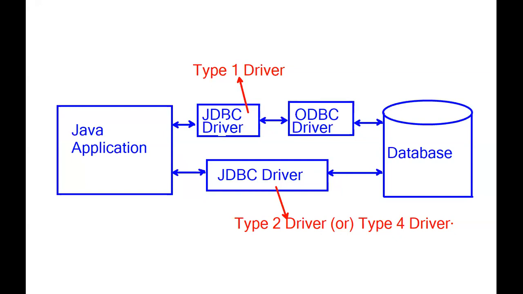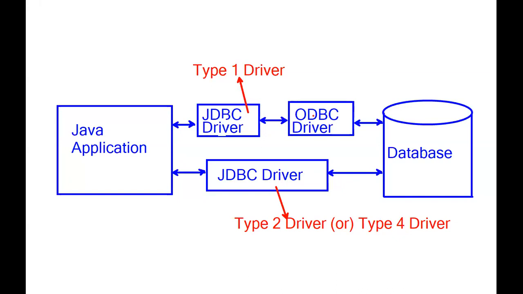How many types of JDBC drivers are there? Four types. How many ways are there to connect Java application? Two ways. What are those? By using JDBC and ODBC drivers. By using only JDBC driver. If you want to use ODBC, which type JDBC driver required? Type 1 required. If you want to use only JDBC, which type JDBC? Type 2 or type 4. Till now I didn't explain type 3. Type 3 later. With this only you'll get a confusion. Type 3 I'll add later.